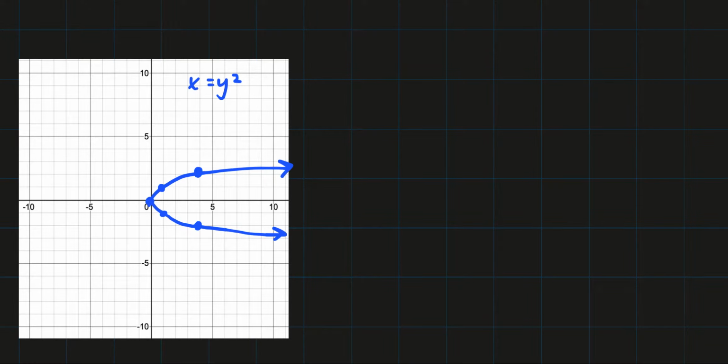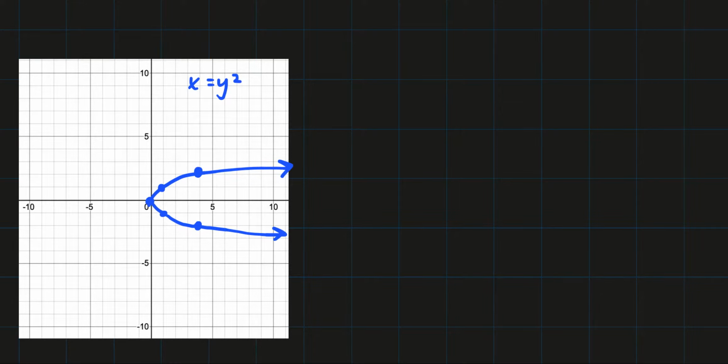This is x is equal to y squared. So before we had y is equal to 4 minus x squared. Here we're squaring the y instead of the x. And see what happens? It rotates that graph. And the vertex of the parabola is at the origin.